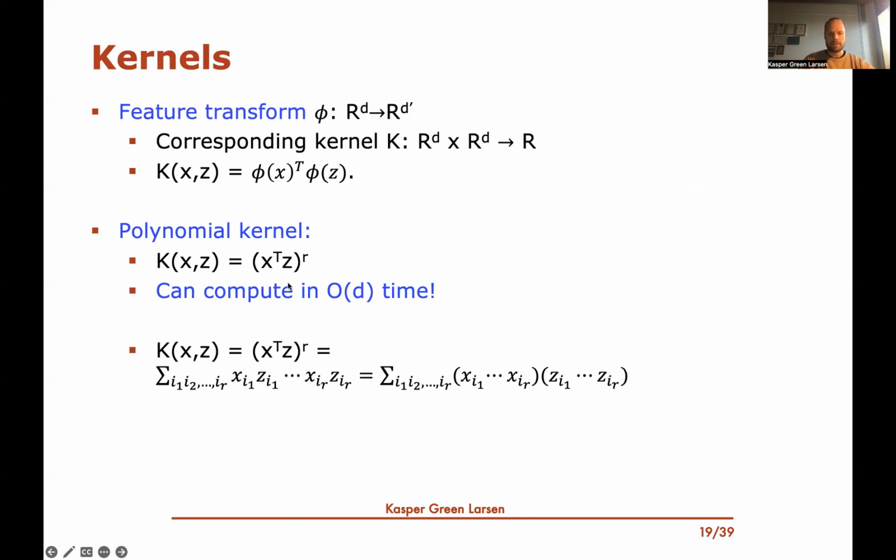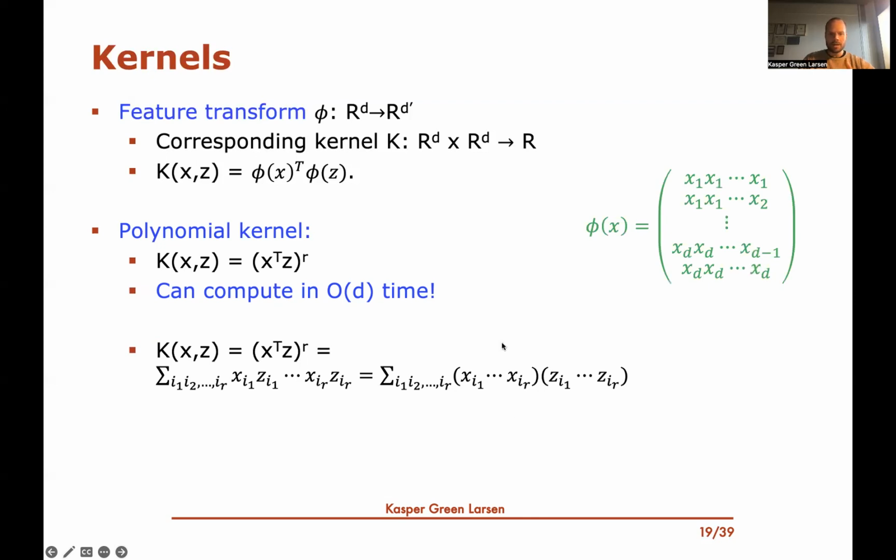We could raise it to the rth power. And we can still compute this in d time, at least for constant r, right? Because we just compute the inner product and raise it to the rth power. But what we could also see is that if I take this inner product and write it out, it's basically the same as summing over r original indices and then taking the product over the x entries with those indices multiplied with the product of the z entries indexed by these indices.